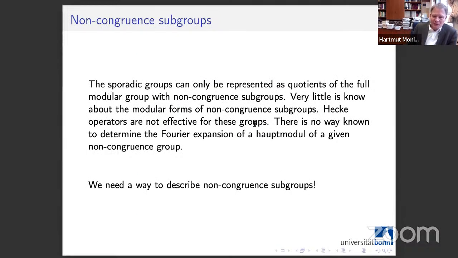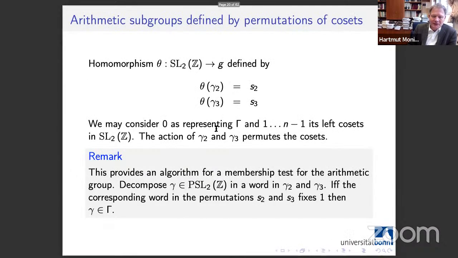As we said before, the sporadic groups can be represented as quotients of the full modular group with non-congruent subgroups, and very little is known about the modular forms of non-congruent subgroups. And Hecke operators are not applicable because the commensurator basically is 0. That means you cannot define Hecke operators in the same way you do for the congruent subgroups. And there's no simple way to determine the Fourier expansion of a Hauptmodul of a given non-congruent subgroup. So this is where these Farey symbols, which I explained last time, come into play.